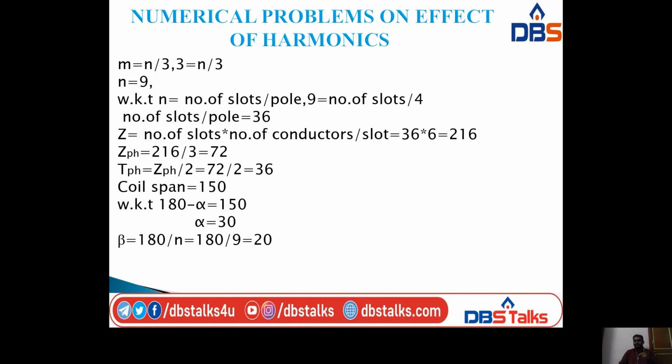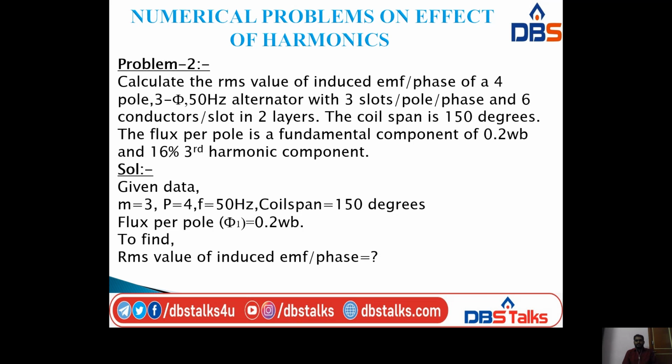So by using this formula, we have to calculate the total number of conductors, but in the problem they gave the number of conductors per slot also. By using those we will calculate the Z value, that is Z is equal to number of slots into number of conductors per slot. Here the number of slots is 36, and the number of conductors per slot they gave is 6. In the problem, they said the alternator has 3 slots per pole per phase and 6 conductors per slot in 2 layers.